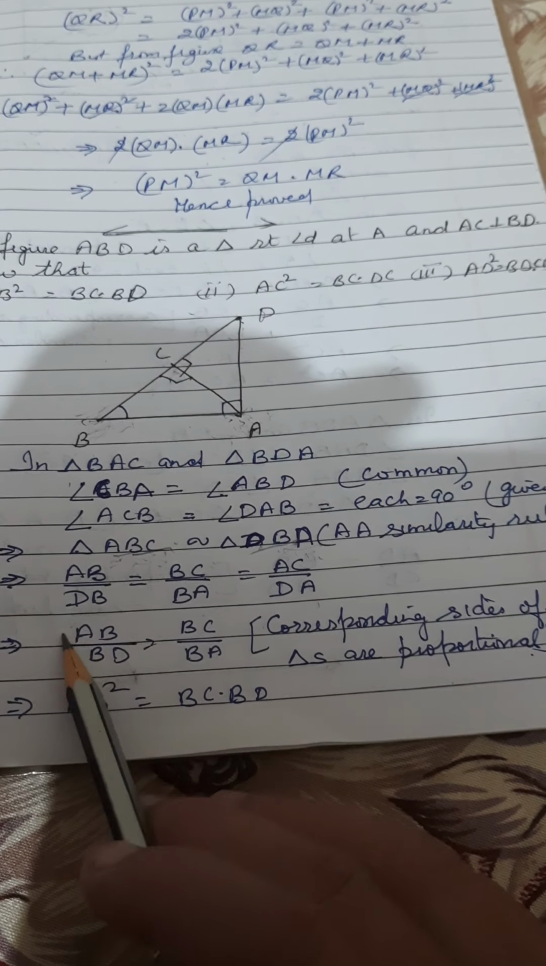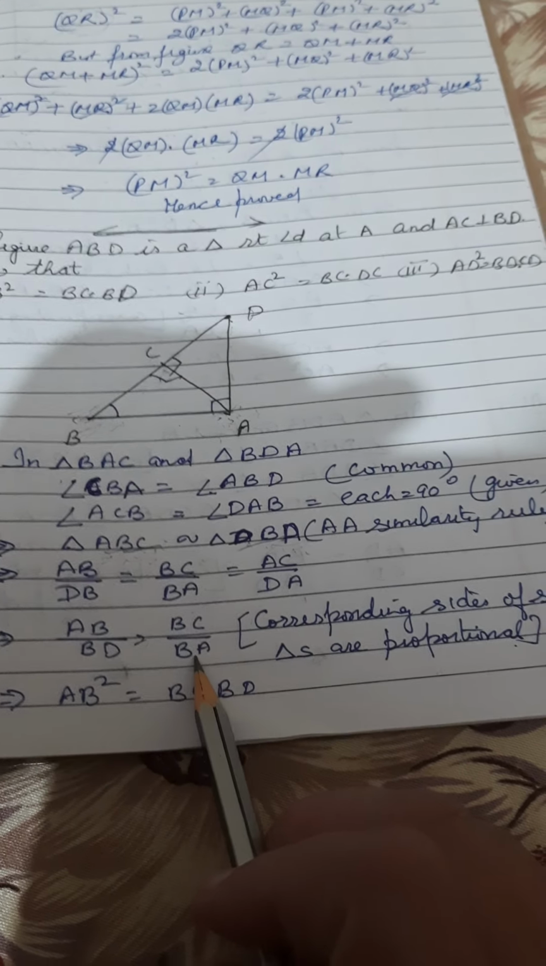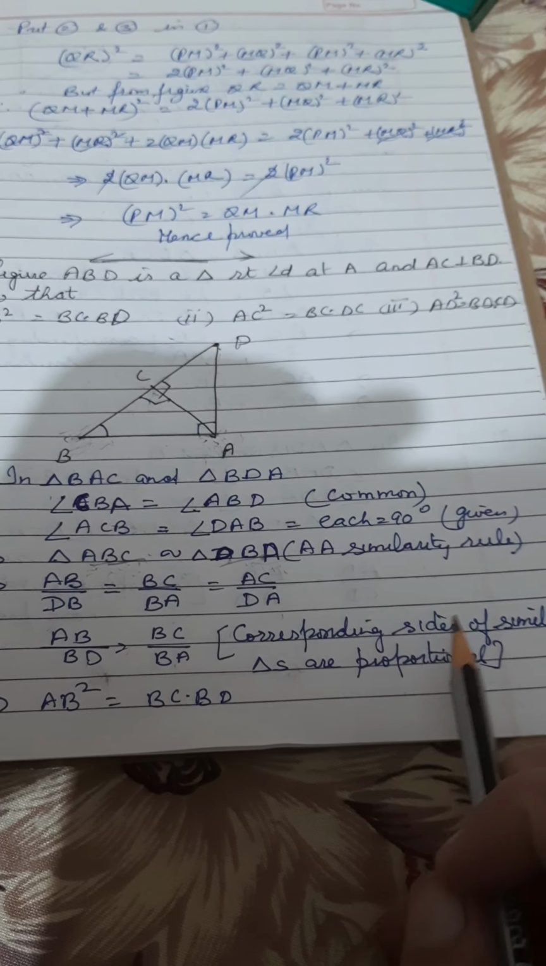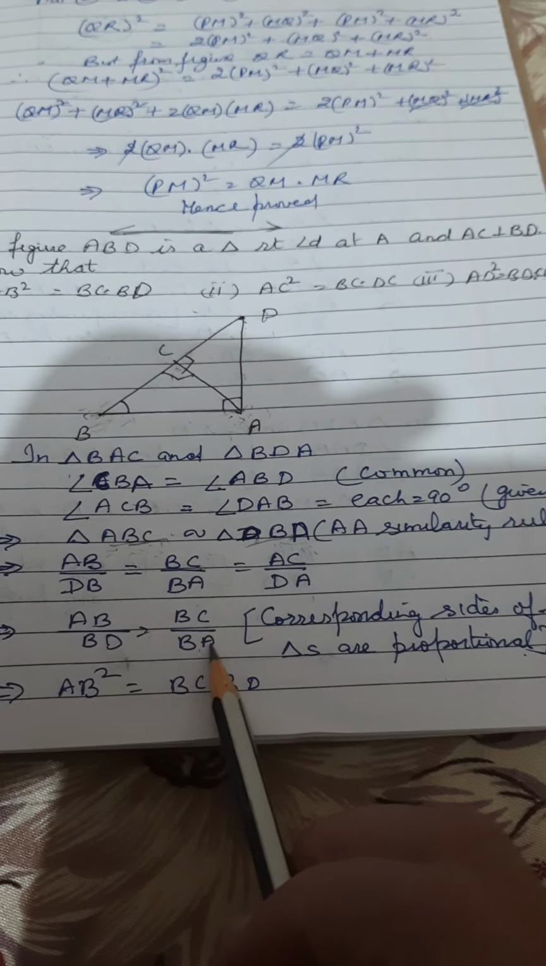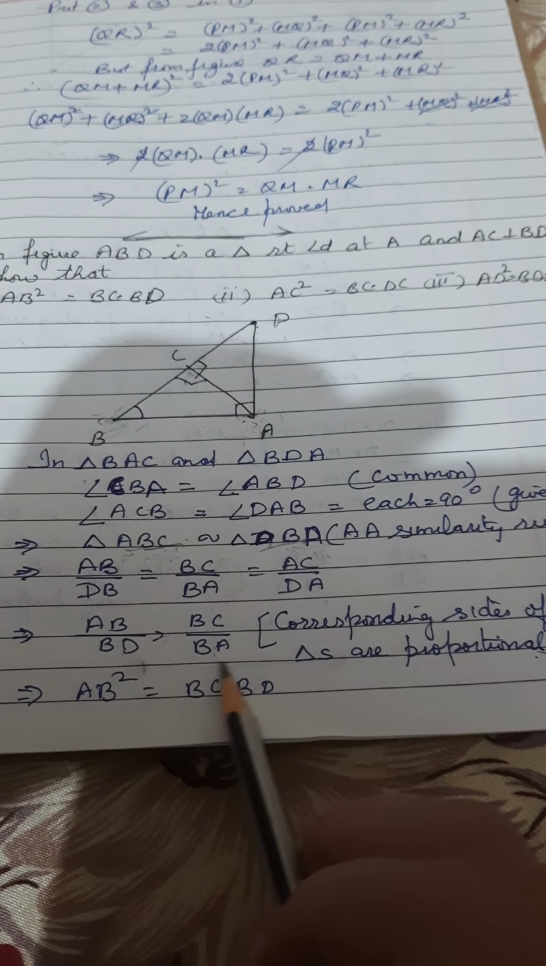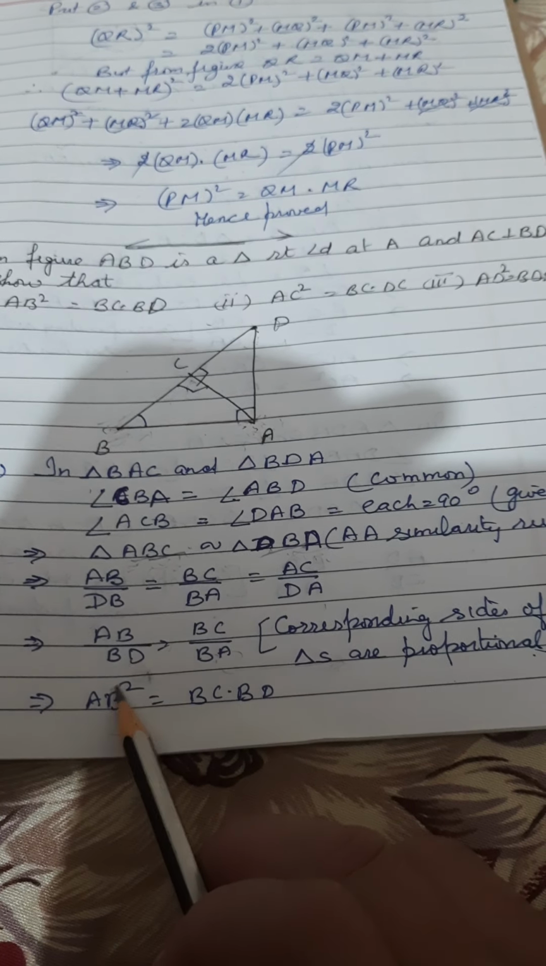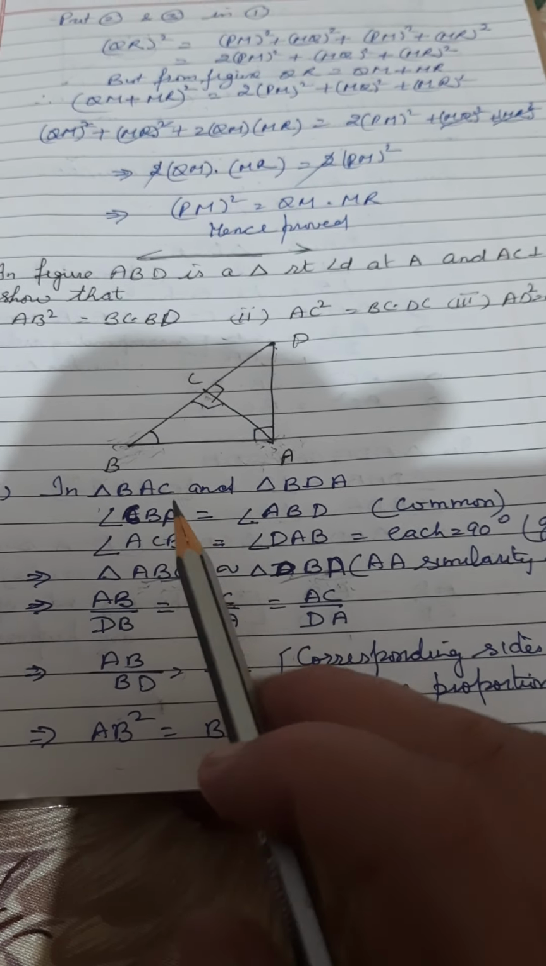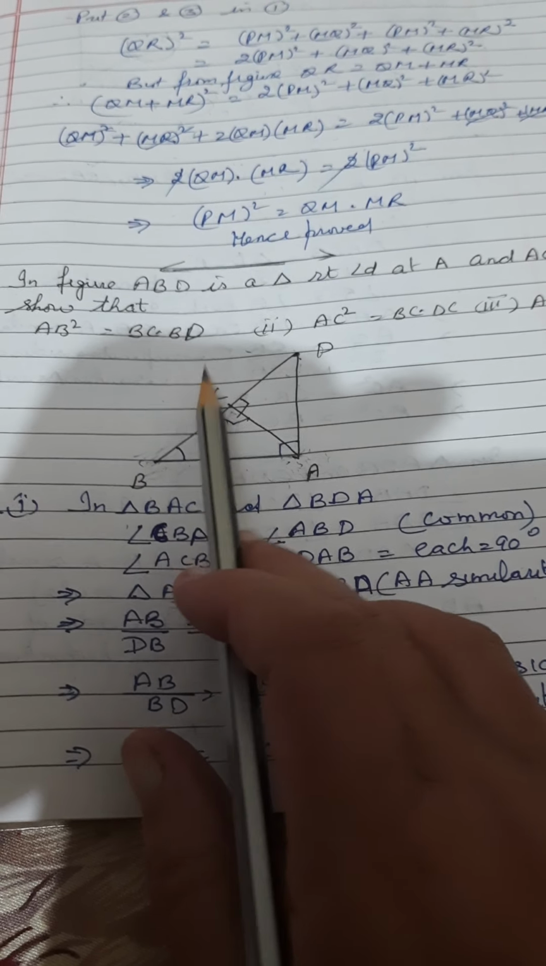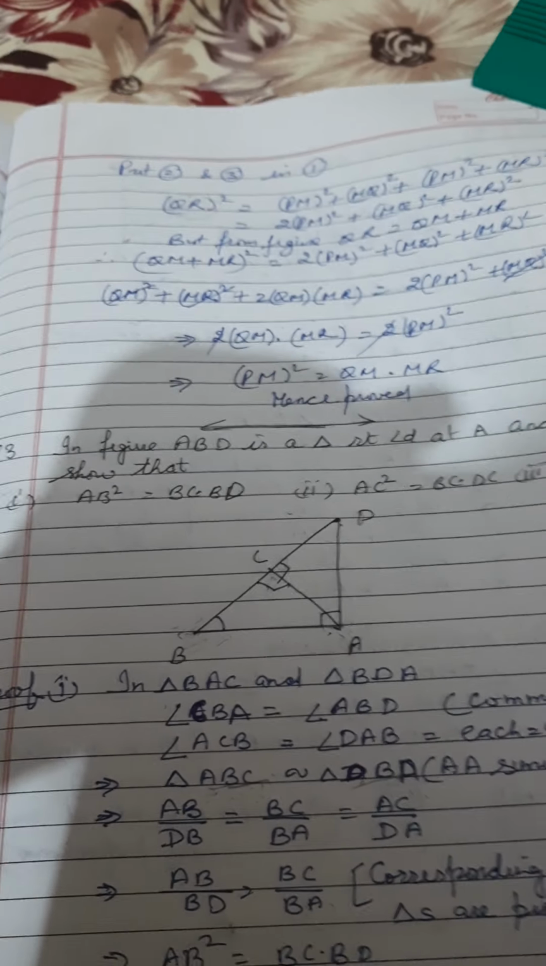Now we have got AB upon DB is equal to BC upon BA. Corresponding sides of the similar triangles are proportional. We cross multiply these. AB square is equal to BC into BD. This we were to prove.